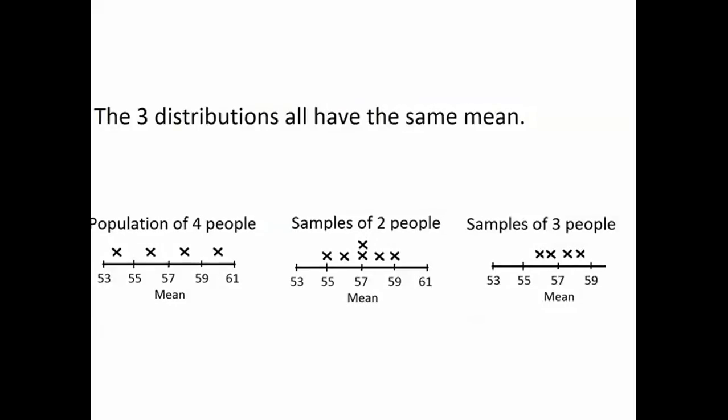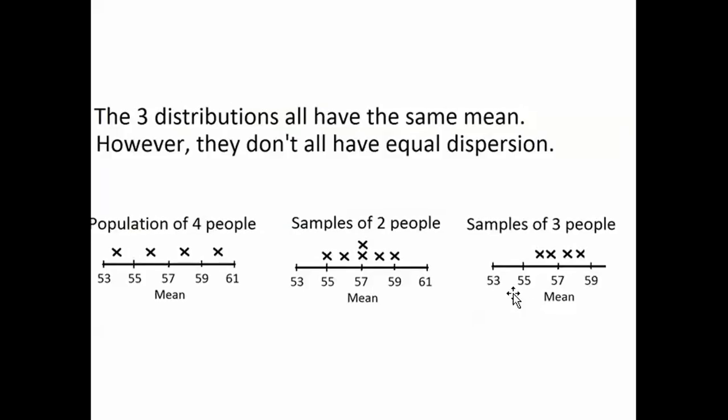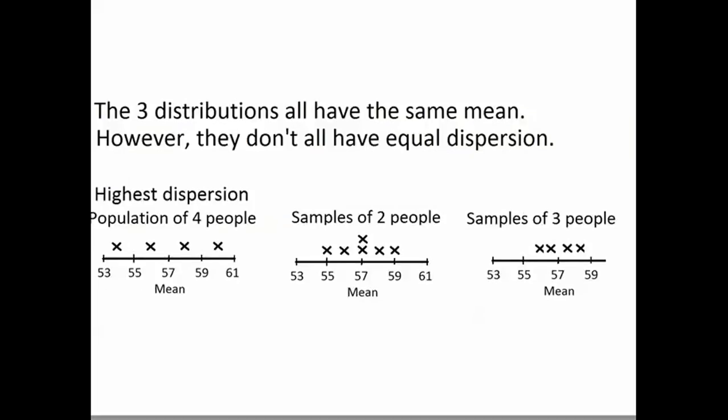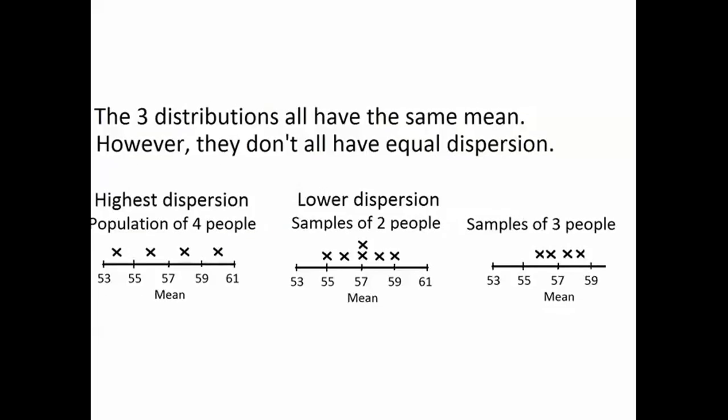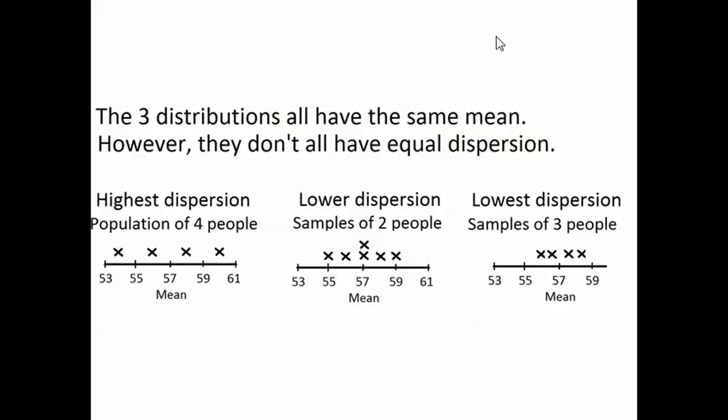So all three of these distributions have the same mean. They all have a mean of 57, which we can see here. We can see that all three of these are pretty much centered at 57, but they don't all have the same dispersion. Like I said, the left one has the most dispersion, the middle one has less, and the right one has the least. Since we're already talking about the dispersion of a sampling distribution, that leads us into our next concept.